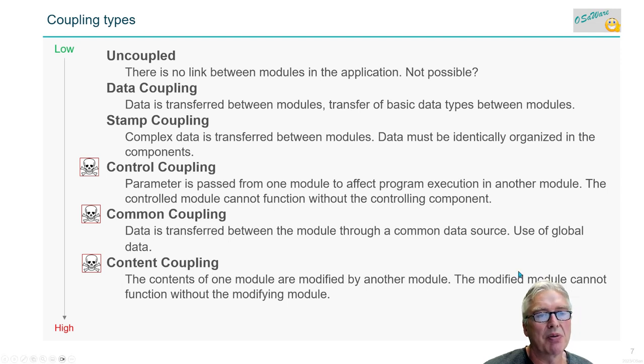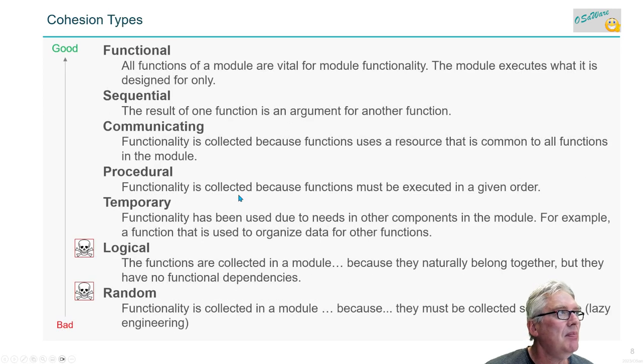One module is modified, should say, read, cannot function without a modified module, and this is just bad design. You have these cohesion types. That's where you collect or aggregate your functionality. Functional, sequential, you have to aggregate, and communicating. But for instance, use a resource that's common, so you just have to coordinate this, access this resource that you're using. Procedural, they have to be in order.